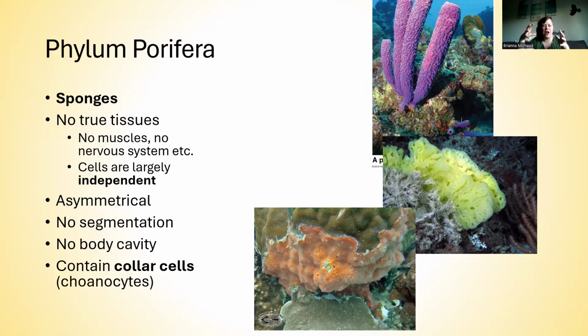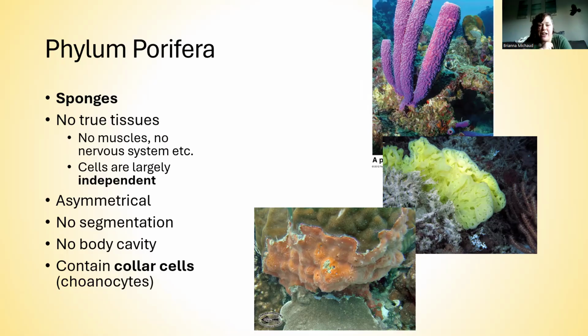They are a collection of cells that are kind of working together, but many of the cells are operating kind of independently. So again, it's just barely an animal. They have asymmetry to them. Sponges often don't have any form of symmetry, completely asymmetrical. They don't have any segmentation, so their body is not split into repeating segments.